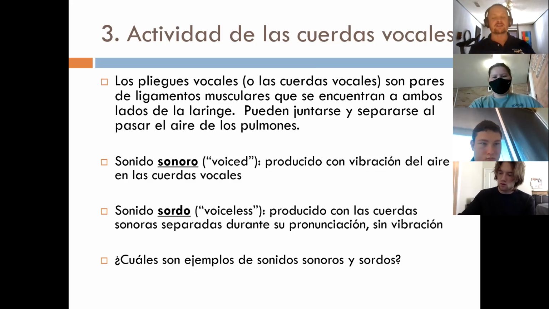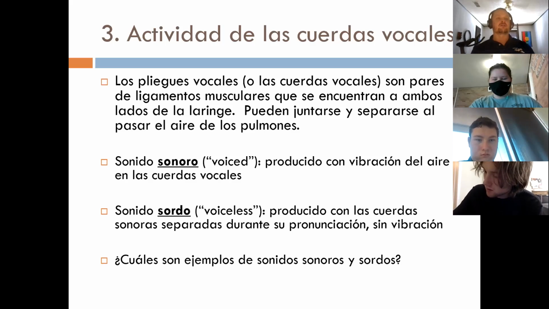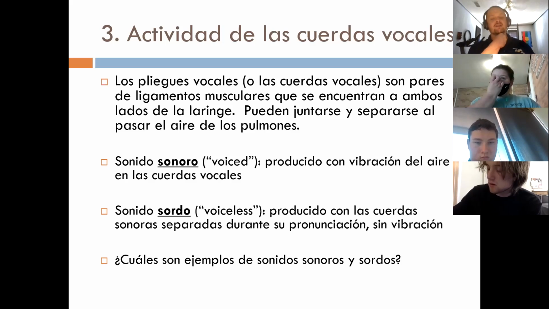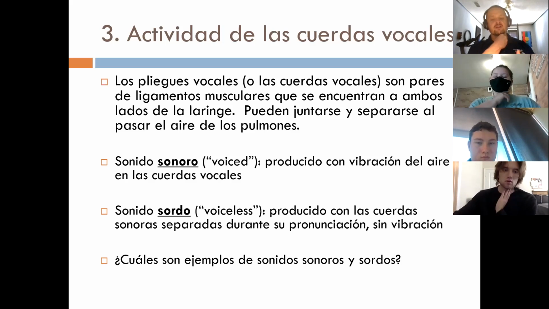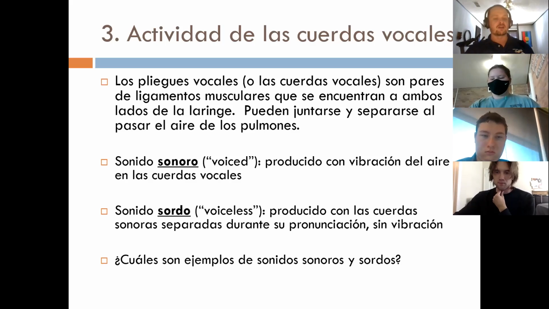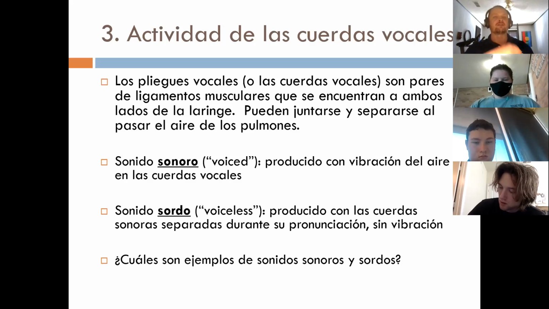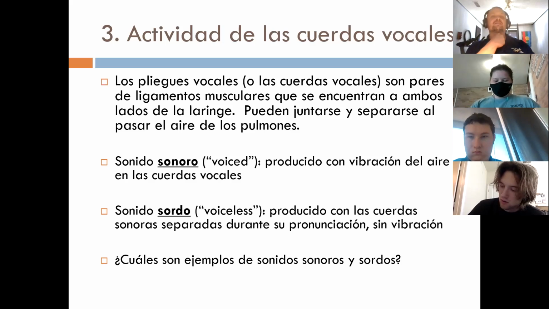Sonido sonoro. So you have voiced and voiceless. Sonoro y sordo. Consonants. Sonoro or voiced es una consonante que se produce con vibración del aire en las cuerdas vocales. So your b, g, if you put your hand on your vocal cords and you feel vibration, those are voiced sounds. Sonido sordo es producido con las cuerdas vocales separadas durante su pronunciación, sin vibración. So you do an S sound or an F, there's no vibration. Your vocal cords are deactivated. Y eso es una consonante sorda.